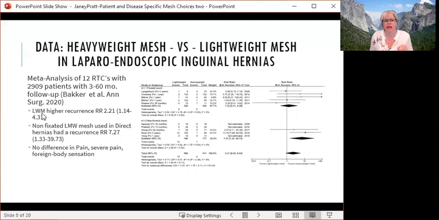It showed that lightweight mesh had a higher recurrence rate, the relative risk of 2.2. It also showed that non-fixated lightweight mesh used in direct hernias had a significantly higher recurrence with a relative risk of 7.27. So there was no difference in pain, severe pain, or foreign body sensation using a heavyweight mesh. So this basically showed that in larger direct inguinal hernias, it may make more sense if you're fixing them with a laparoscope to use a heavyweight mesh over a lightweight mesh.